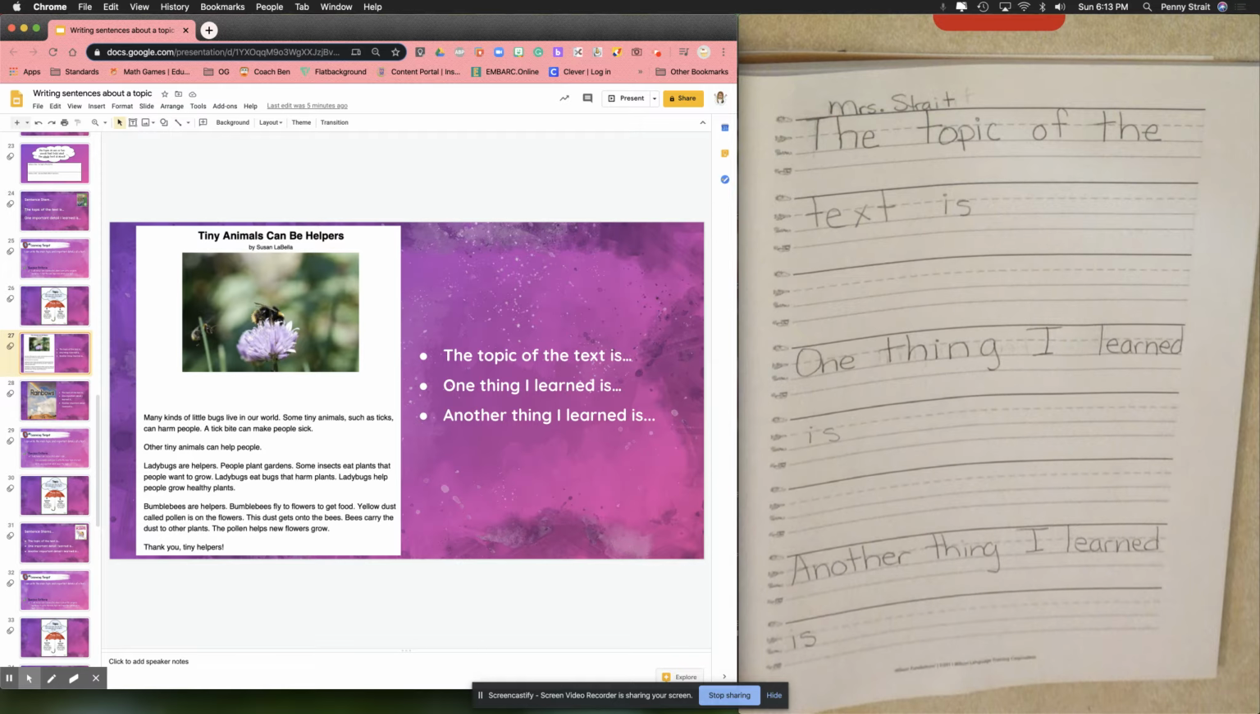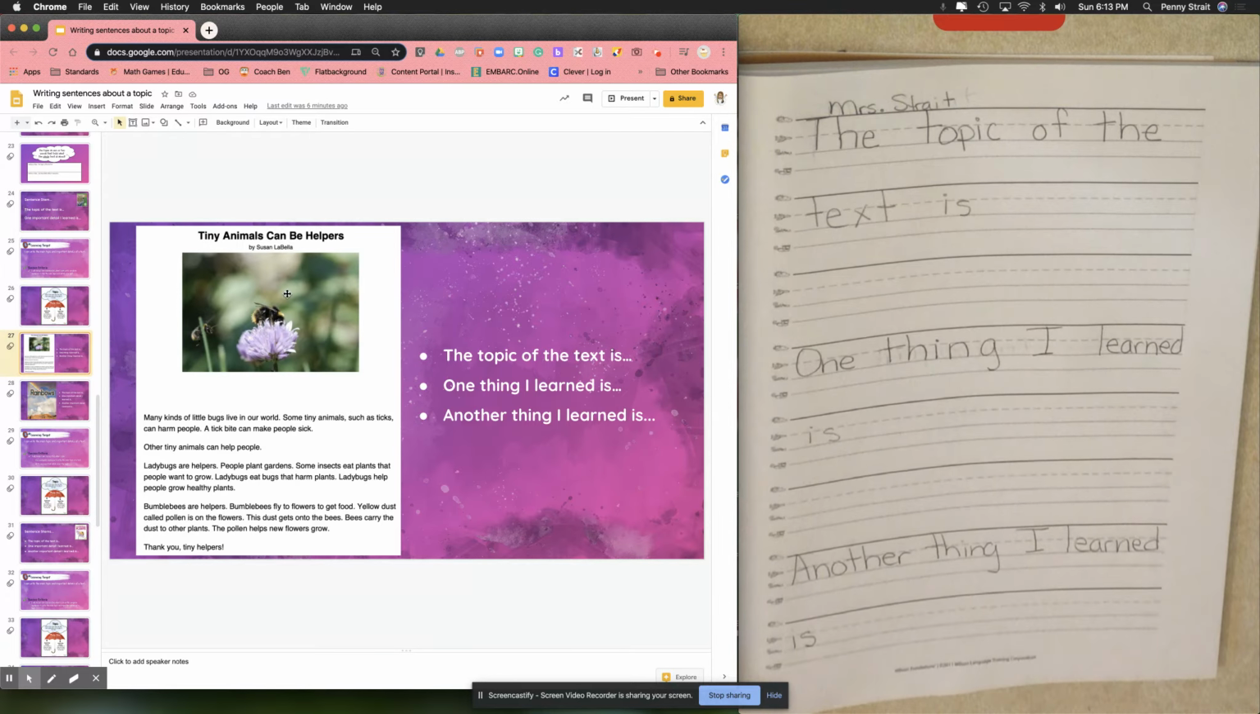Bumblebees are helpers. Bumblebees fly to flowers to get food. Yellow dust called pollen is on the flowers. This dust gets onto the bees. Bees carry the dust to other plants. The pollen helps new flowers grow. Thank you, tiny helpers. Okay, so let's start by thinking about the topic of the text.